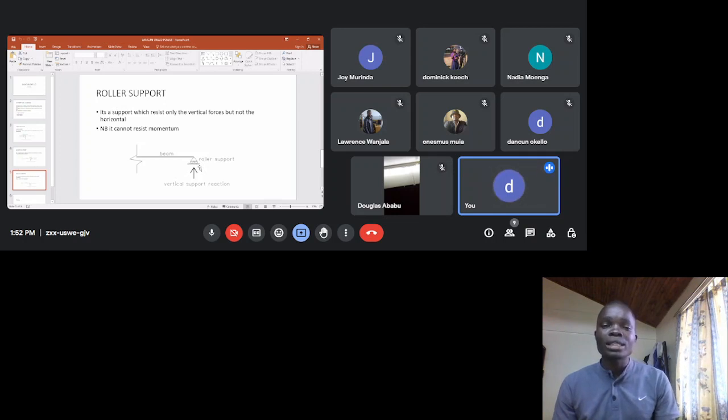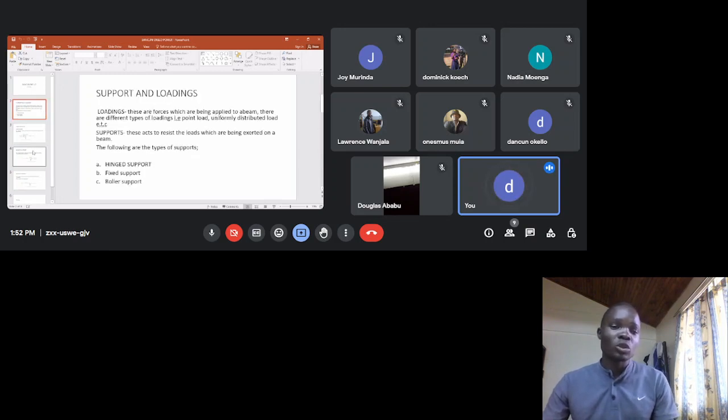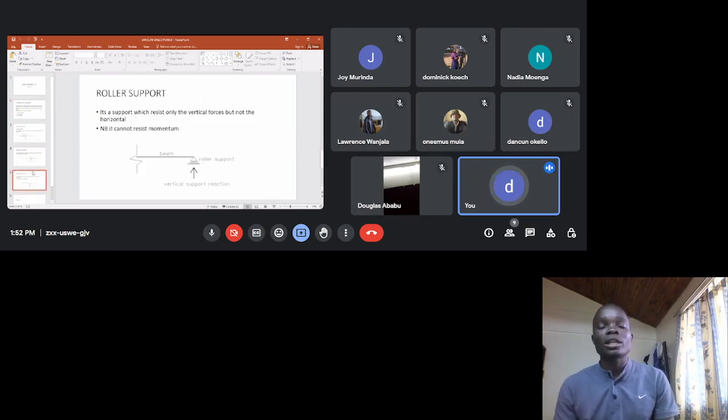In supports and loadings, there are some calculations. You remember in the first case, I introduced you to the supports and loadings, and I told you that loadings are just the types of loads which are exerted on a beam. So in our next lesson, we are going to see how to calculate the types of loadings, because the moment you have the uniformly distributed load and the uniformly varying load, when you are calculating, you have to change them into point loads. Therefore, that will be done in our next class.